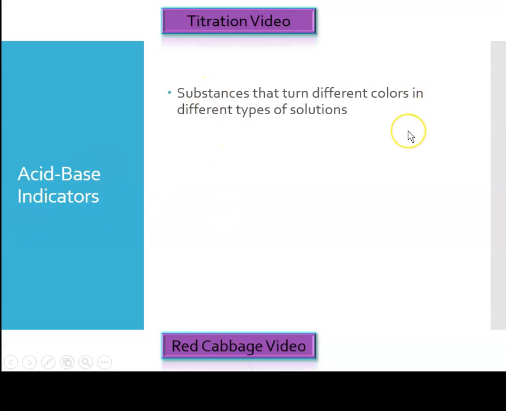But acid-base indicators are substances that will change colors based upon the type of solution they're in, if they're in an acid solution or a base solution. And these can also change based upon the intensity of the acid or the intensity of the base. They will change different colors. There are many types of acid-base indicators, and so we can find many different wonderful things to use them for, to turn many different colors that we want to use, as well as to find the intensity.